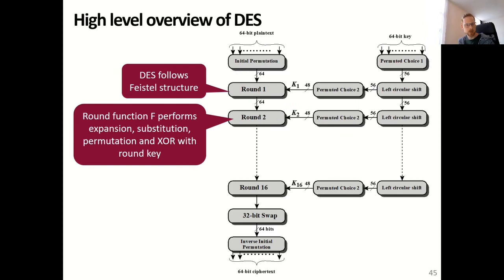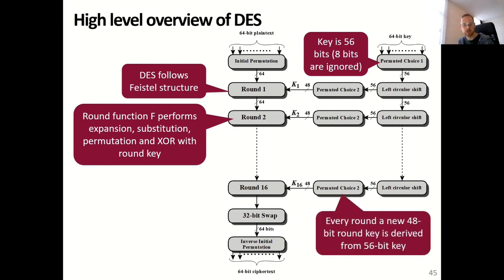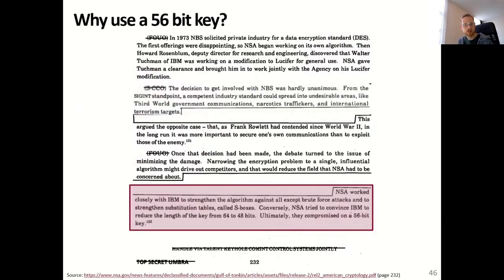The round function f performs expansion, substitution, permutation, and XOR using the round key. The round key is 48 bits and is derived from the general key K. This key is 64 bits, however, the last 8 bits are ignored. So practically the key is only 56 bits large. From this 56-bit key, we derive 16 48-bit round keys. And the main problem of DES is its use of a 56-bit key.